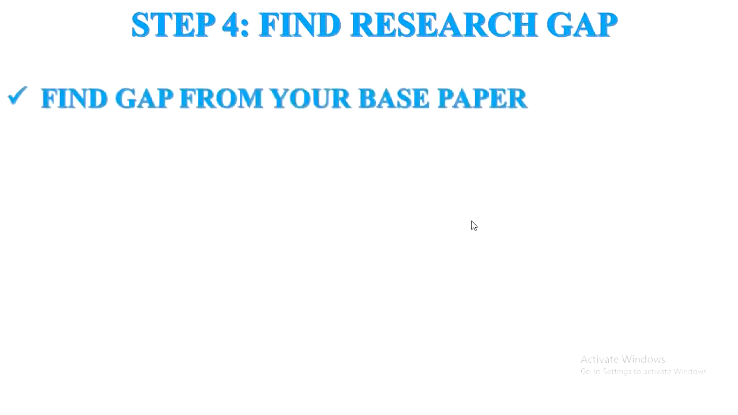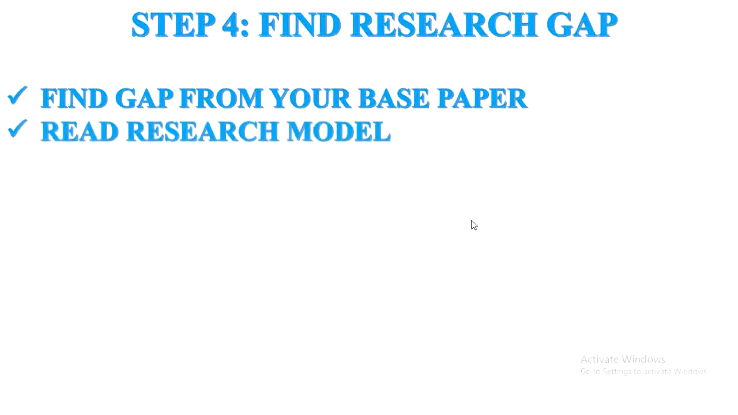Next, step 4, find the research gap. How will you find the research gap? Number 1, you can find your gap from your base paper by reading the research implications, the future research suggestions, and the research limitations of that particular paper. So by these 3 ways you can find your research gap easily.